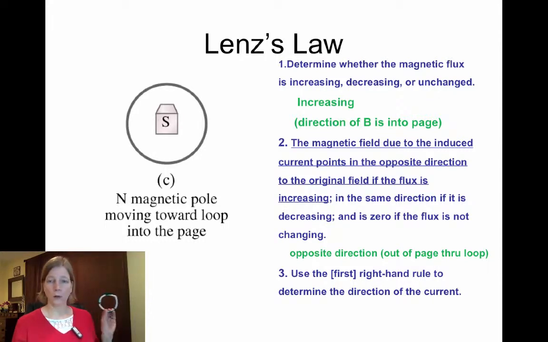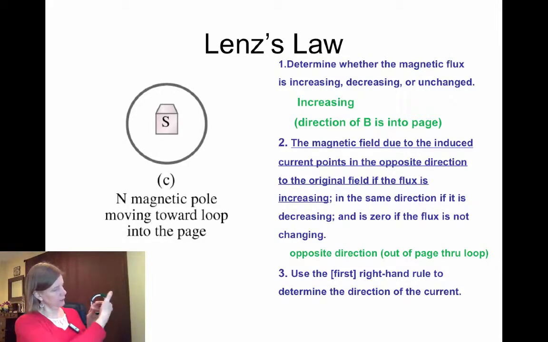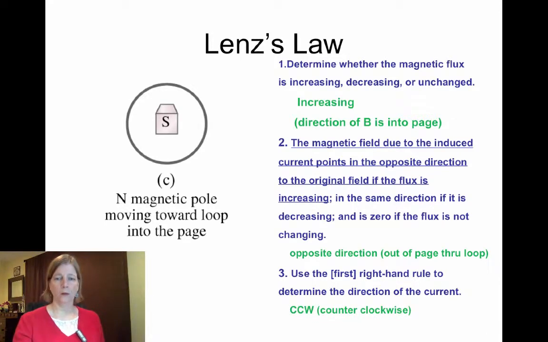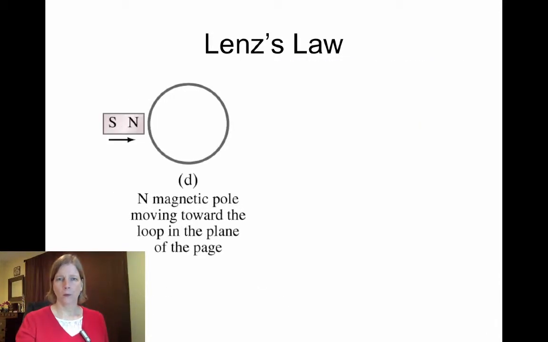Now we use our first right-hand rule. How do we get a magnetic field from an induced current coming out of the page? Use our right-hand rule number 1. Get my fingers coming out through the middle of the loop. Then at the bottom of the loop, my thumb points to the right, and that is a counterclockwise direction. So, counterclockwise.